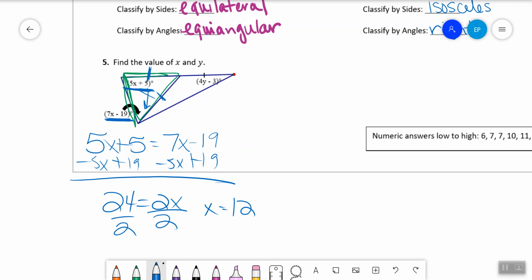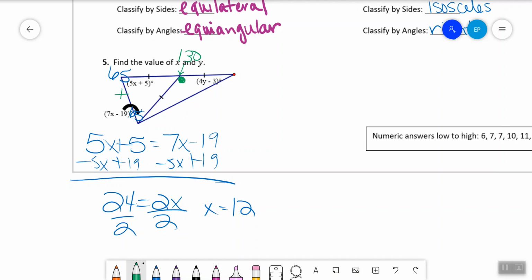So now that you know that's 12, you can work on it a few different ways. I'm going to clean out my picture. If you plug 12 into either case, this becomes 65 and this is 65. I love exterior angle theorem because this angle over here equals the sum of these two, so I know that this is 130 degrees.